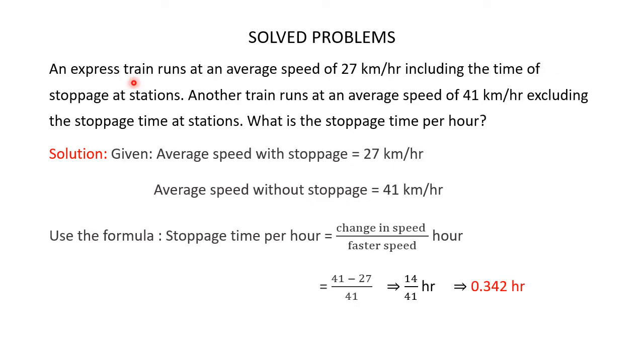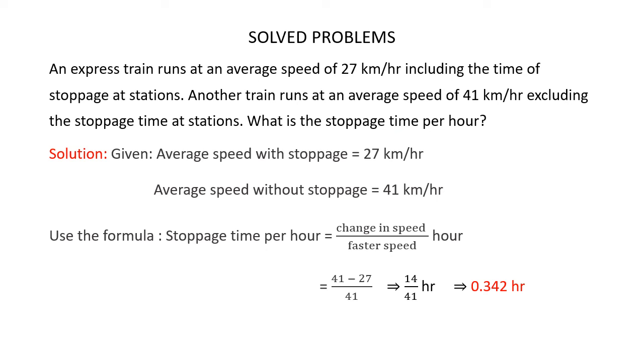An express train runs at an average speed of 27 kilometers per hour, including the time of stoppage at stations. Another train runs at an average speed of 41 kilometers per hour, excluding the stoppage time at stations. What is the stoppage time per hour? Now it's given that the average speed with stoppage is 27 kilometers per hour and average speed without stoppage is 41 kilometers per hour. Now we are asked to find the stoppage time per hour.